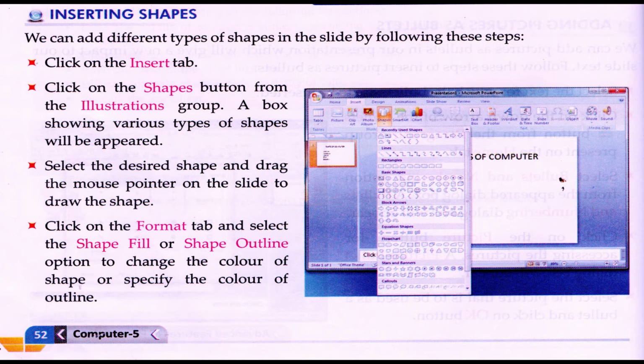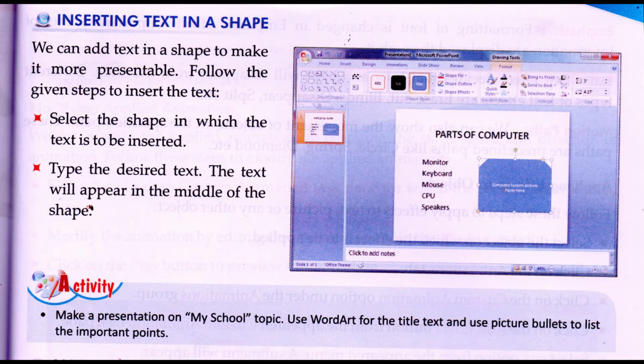Next, inserting text in a shape. Use the Insert text box, drag it on the slide and then type the text. Or right click on any shape which you have selected, then click on the Add Text option to type the text on the shape.